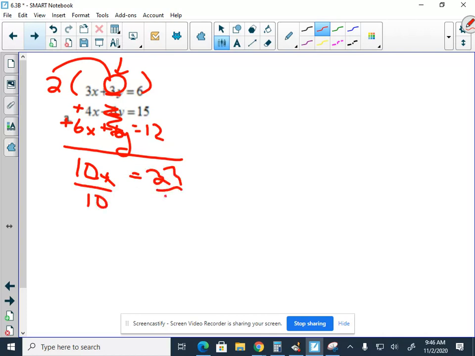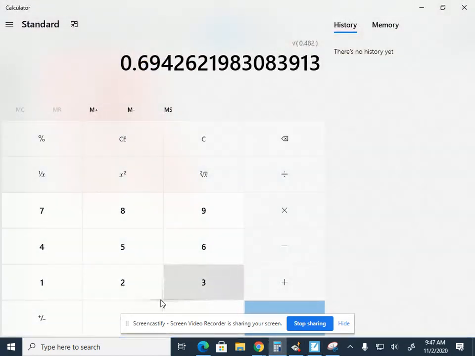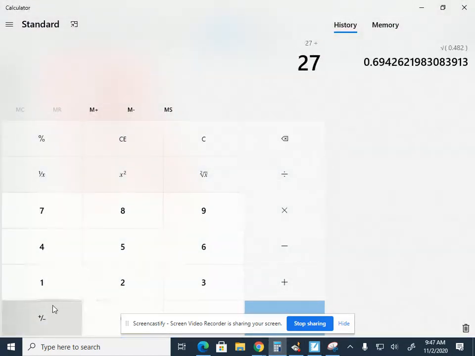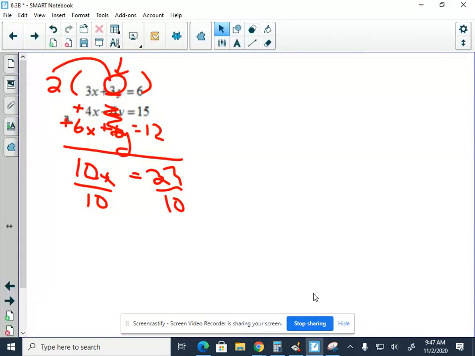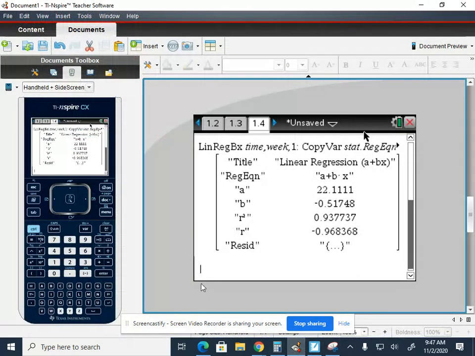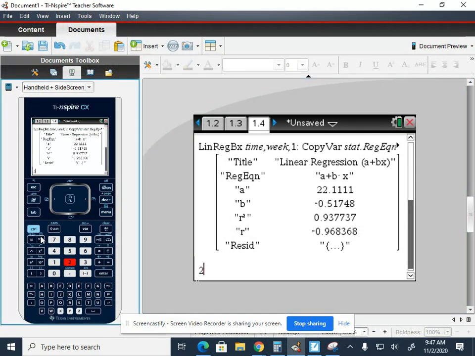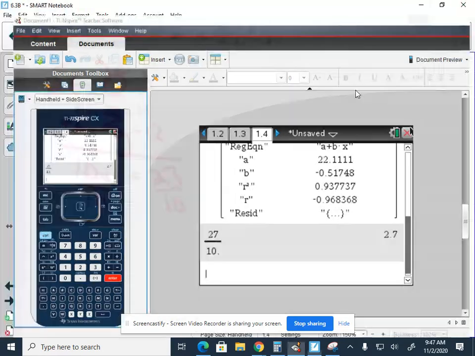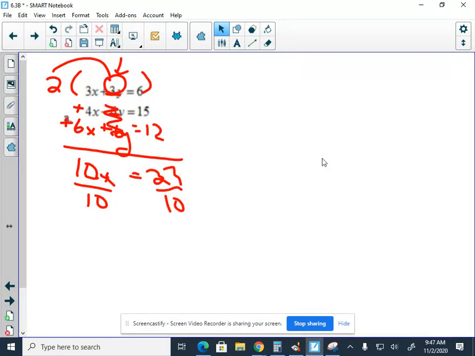Now, if I divide by 10 in your calculator, depending on what calculator you're using, it'll make it a decimal right away, 2.7. If you're using this one, you have to throw a dot on there. It'll still make it 2.7. I would just make it a decimal. So x is 2.7. It's okay to have a decimal.